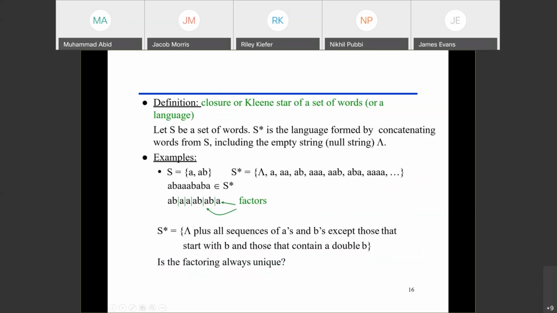So now we have this language here, S is equal to {a, b}, and we are interested in finding S star. Okay, so now I have this question for you. Can anyone tell me, can we have b as a word in this language? Anyone?